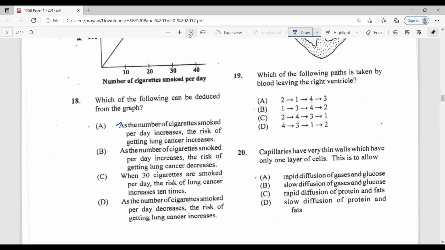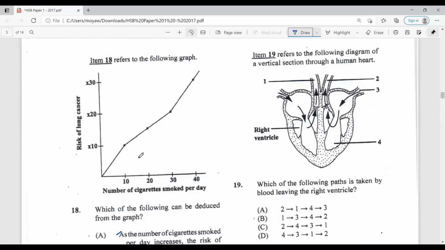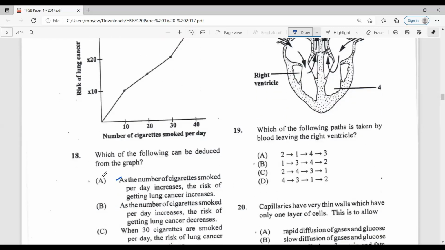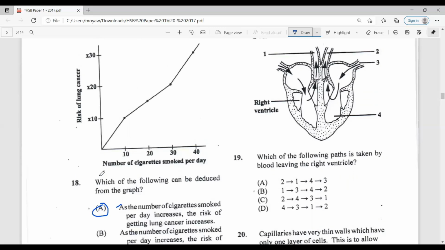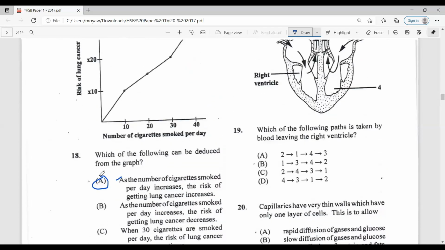D, as the number of cigarettes smoked per day decreases, the risk of getting lung cancer increases. As you can see, the number of cigarettes smoked per day did not decrease. So that's why A would have been the best option. Both of them increase: the risk of getting cancer increases, and the number of cigarettes smoked per day also increases. So we're at number 19.